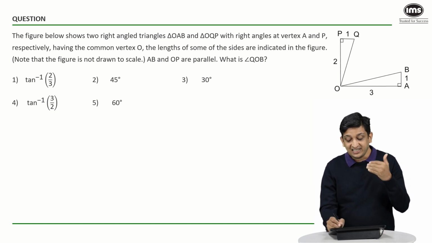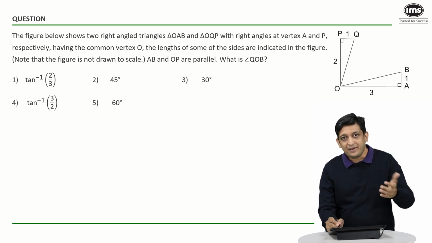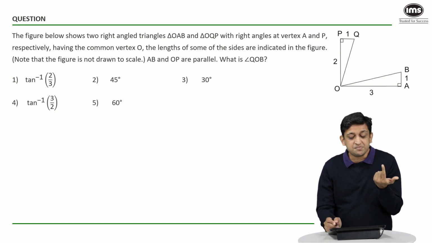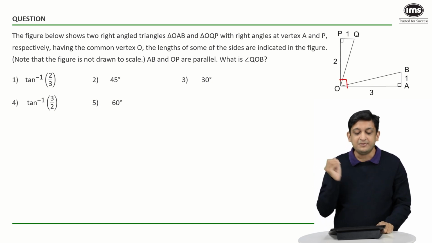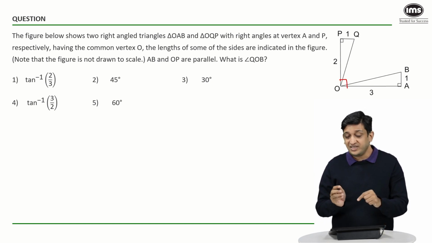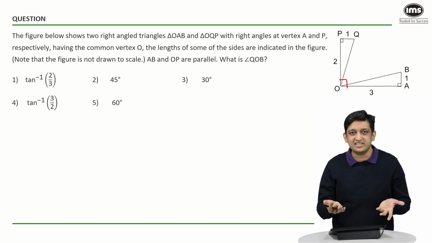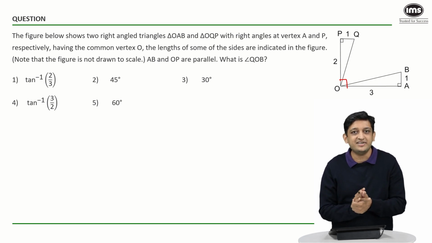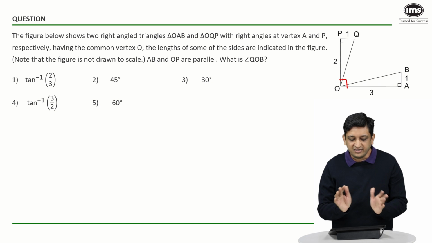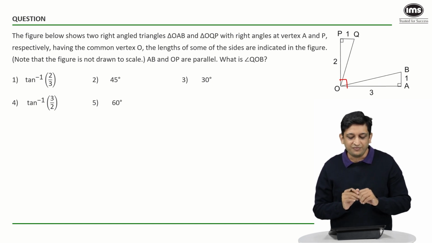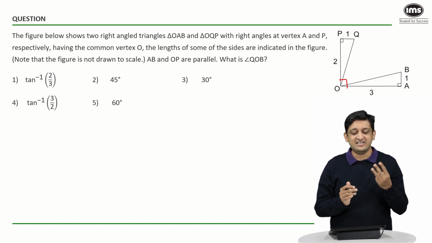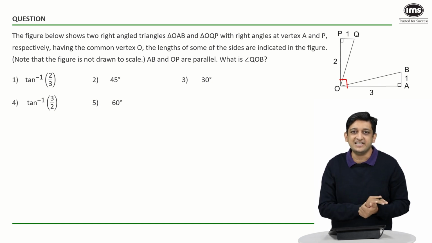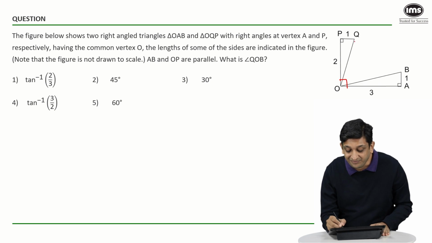That tells us that if AB and OP are parallel to each other and if AB is perpendicular to OA, then PO should also be perpendicular to OA. Once you figure this out, the next logical step will be to construct this entire figure that we have here. So if you observe carefully, we have to find out the value of angle QOB. We have three right angles here that you can see. How can we find the fourth right angle?